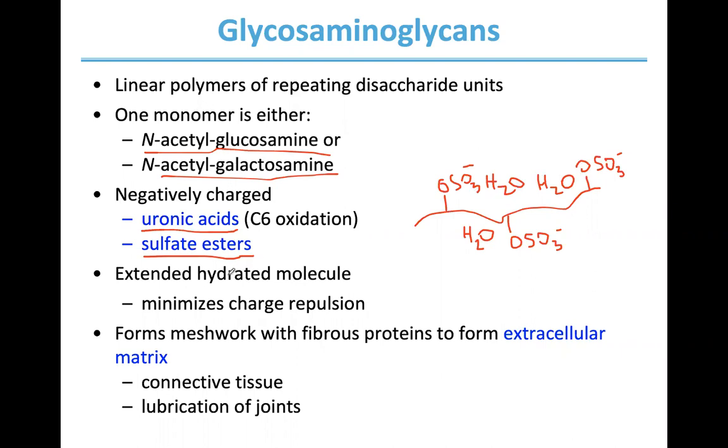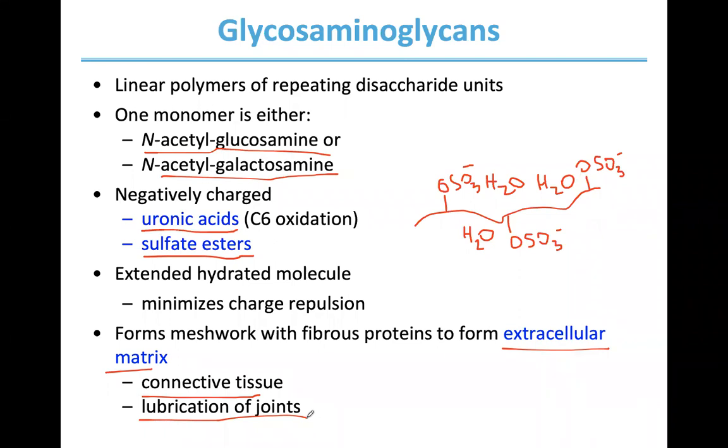And so many of these are going to be extended, and many of these are going to be hydrated. And because they're hydrated, they form extracellular matrix and connective tissue. Connective tissue, lubrication of joints, right? So just think about connective tissue, very soft, lubrication of joints, right? So you can actually press on that.